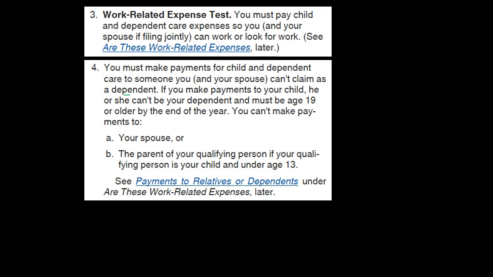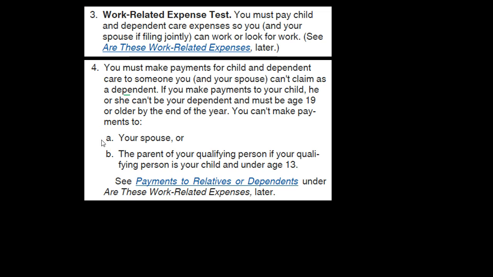And typically the answer would be no if both the children would be dependents on the tax return. We'll talk more about this later, but for now, back to the text. If you make payments to your child, he or she can't be your dependent and must be aged 19 or older by the end of the year. You can't make payments to your spouse. So obviously we can't do the same for our spouse.